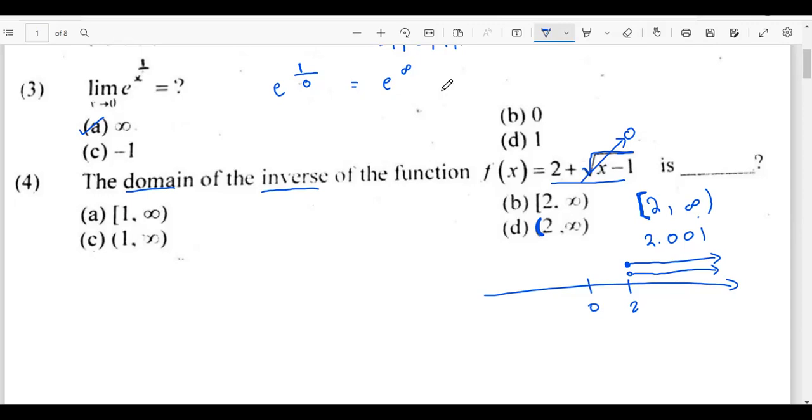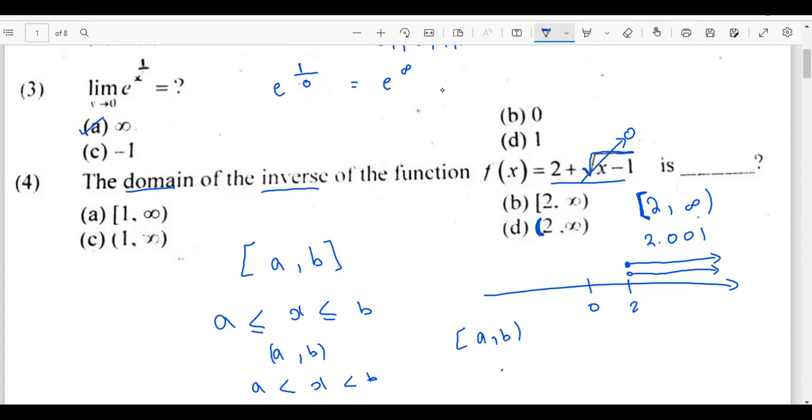And what do these bracket values mean? So I'll tell you. If you have a and b, this is x, and a and b, both of them are included. If you have, let's say, this, it means this would be the range. Okay. This is how it exactly is.